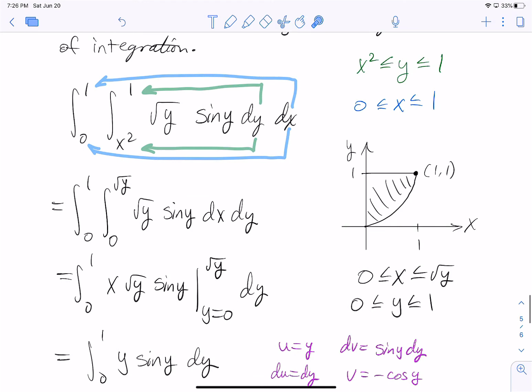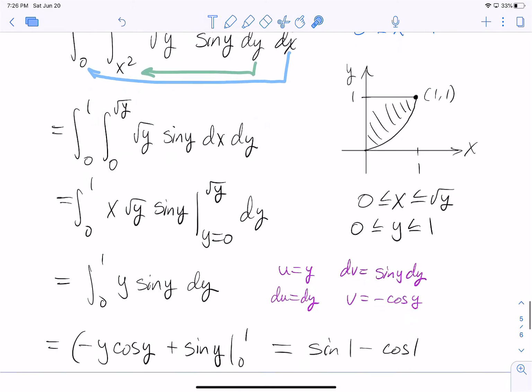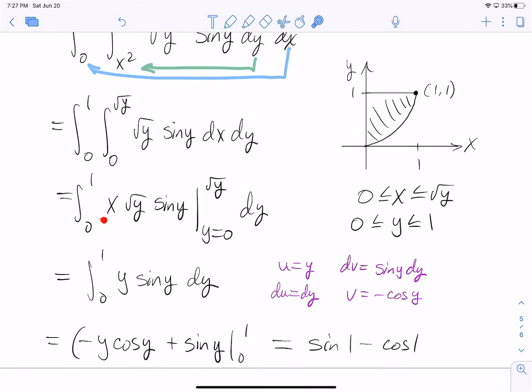So this integral becomes the integral from 0 to 1 of the integral from 0 to the square root of y of the square root of y times the sine of y dx dy. Integrating with respect to x picks up a factor of x, and we're going to evaluate from x equals 0 to x equals the square root of y. Which then gives us the integral from 0 to 1 of y times the sine of y dy.